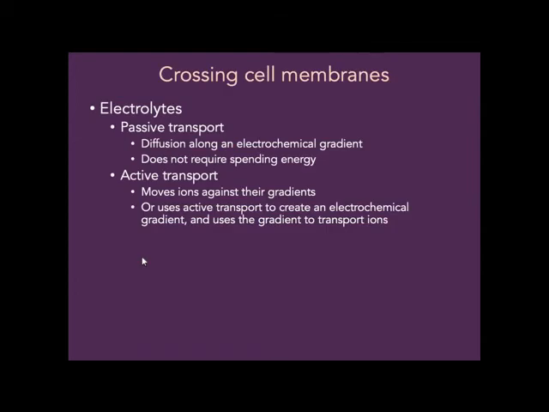Okay, so electrolytes can move by passive transport, meaning diffusing along an electrochemical gradient, meaning they go from places where there's more electrolytes to where there's fewer electrolytes. And if they're moving by passive transport, no energy is required to do that. Electrolytes can also move by active transport, so they can be pushed against their concentration gradient.